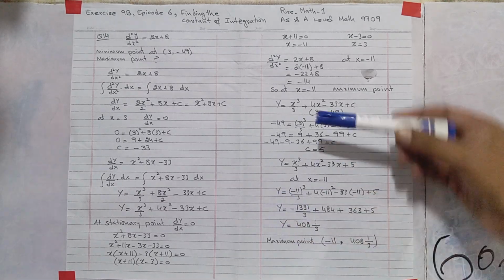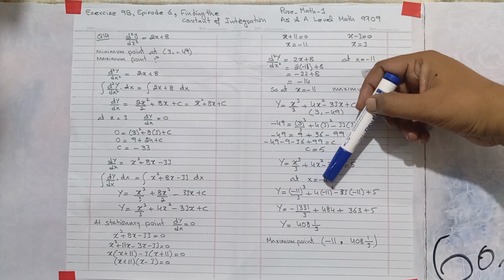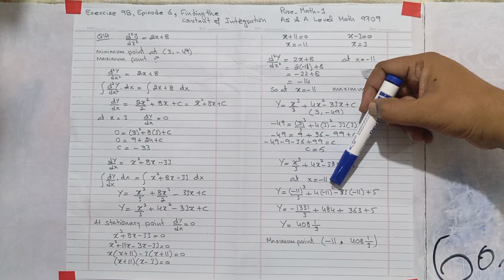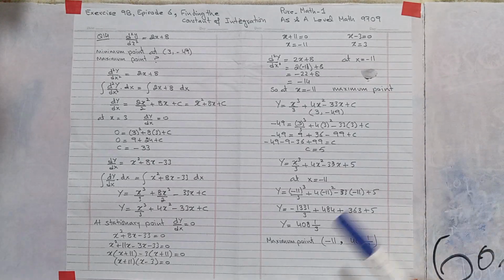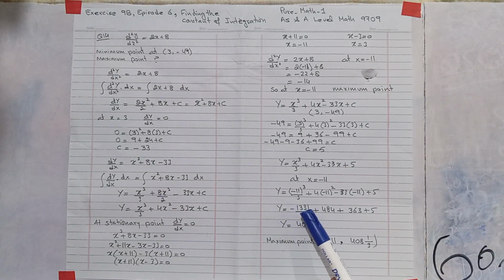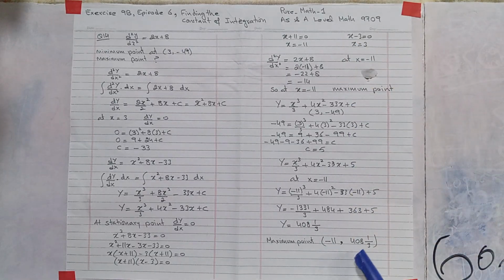So y will be equals to, you see, minus 11 whole cube divided by 3 plus 4 into minus 11 whole square minus 33 into minus 11 plus 5. So that's minus 1331 divided by 3 plus 484 plus 363 plus 5, that is 408 whole 1 by 3. So that maximum point when x is equals to minus 11, the y value will be 408 1 by 3.